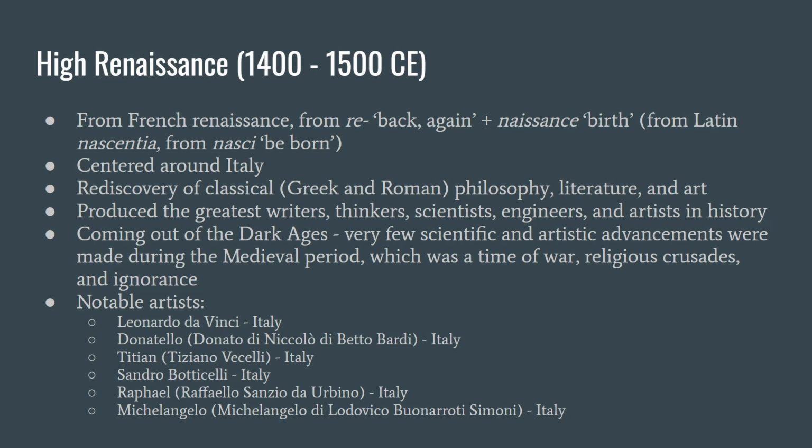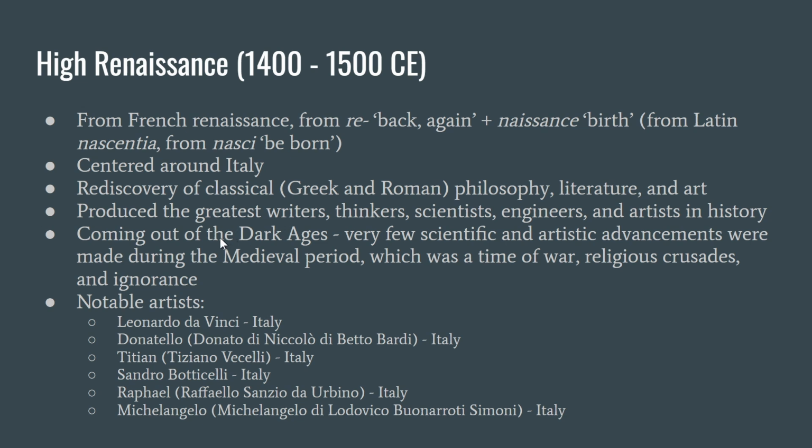And then it went from there. It spread north, and then there was also a Northern European Renaissance as well. In this class, we're gonna focus on Italian Renaissance. That's what High Renaissance means, the climax of Renaissance that happened in Italy. The Renaissance is basically the rediscovery of classical, which is Greek and Roman philosophy, literature, and art. And during this time, Italy produced the greatest writers, thinkers, scientists, engineers, and artists in history. They're still talked about and they're still researched.